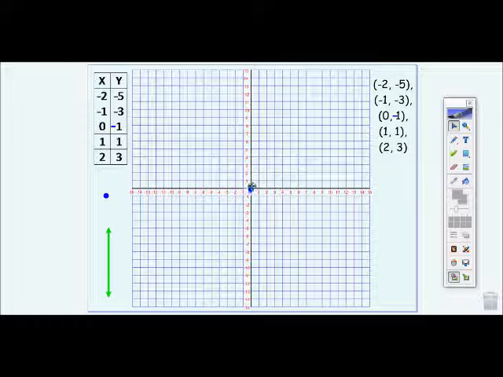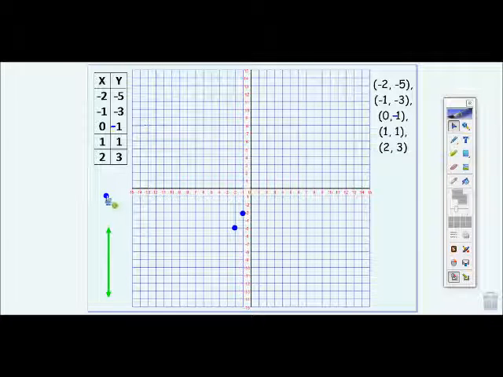Negative 2 on the x-axis means I'm going to travel to the left 2 points. Remember, you read left to right first and then up and down on the page. So I traveled negative 2, so I went to the left. And negative 5 means I'm going to travel down. 1, 2, 3, 4, 5. There's my first coordinate point, negative 2, negative 5. Same thing for my negative 1, negative 3. Over negative 1, down negative 3.